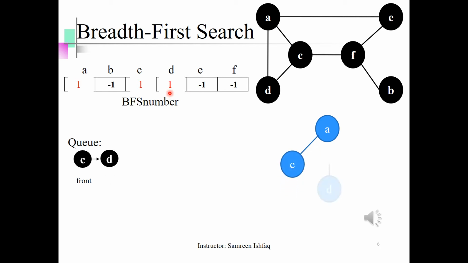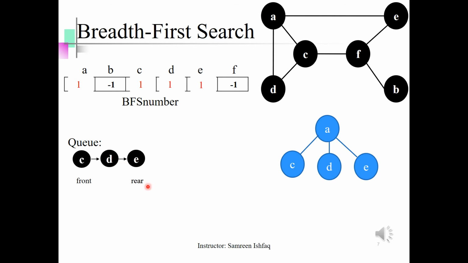Then we will check from A to E. E is also an unvisited vertex and there is a direct edge from A to E. We will mark E and enqueue E. After that we will check from A to F. There is no direct edge from A to F and all the neighbors of A have been checked. Now the front of the queue is C and the rear of the queue is E and there are 3 elements inside the queue: C, D and E.